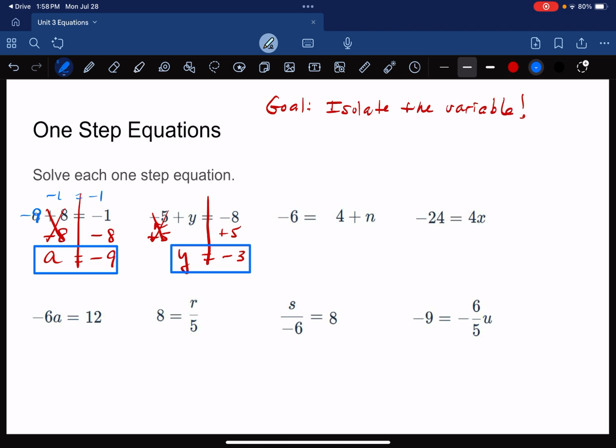Try the next one. So hopefully you split the two sides like this. You've got a 4 on the right side with the n. We don't want the 4 there. If you look in front of it, it is positive, even though it's not written there. So the opposite of that is to subtract 4. And therefore I subtract 4 from the other side as well.